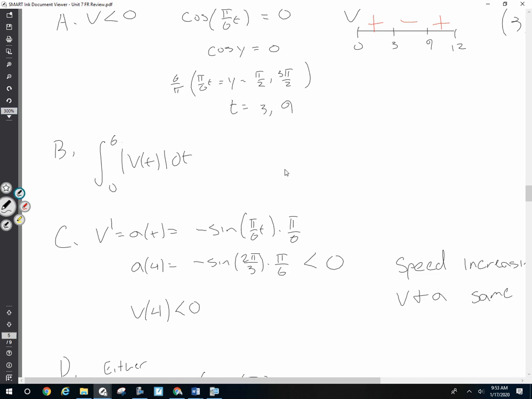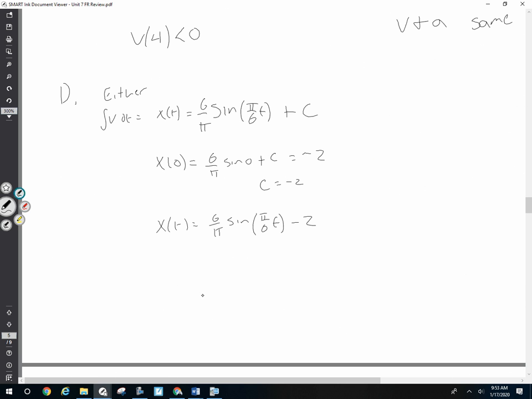And I'm trying to find my position at time 4. X of 4 equals 6 over pi sine 2 pi over 3 minus 2. Sine 2 pi over 3 is root 3 over 2. So 6 over pi times root 3 over 2 minus 2. You can leave it like that, or simplify it.